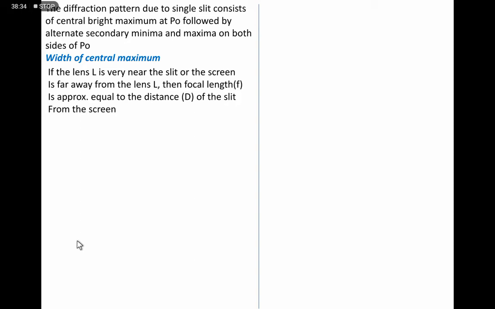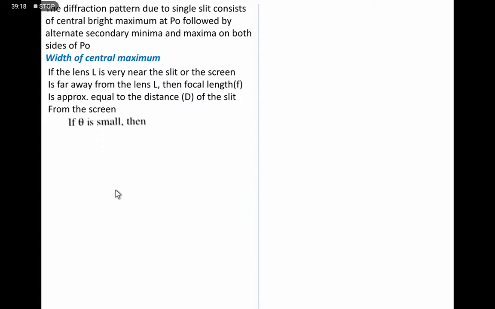The lens and the slit are very close to each other. So the capital D, the distance between the slit and the screen, becomes equal to the focal length of the lens. There is a modification in the diagram. What modification? The lens and the slit are close to each other. The distance from the slit to the screen is capital D. If the lens is close, then the image will be produced at the focal point. So our distance becomes f equal to D. This is the only change in the diagram.